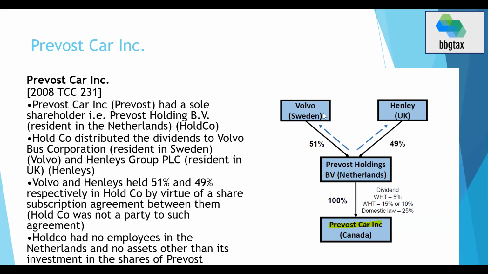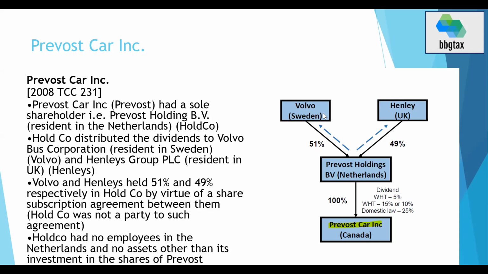This case concerned a Dutch holding company, Prevost Holding, which was a joint venture between UK and Swedish shareholders. Prevost Holding was incorporated in the Netherlands but had no physical office or employees there. The company held all of the shares of its subsidiary, a Canadian company, Prevost Car. Over 6 years, Prevost Car paid 12 dividends to Prevost Holding.